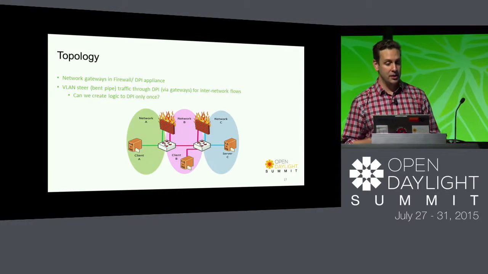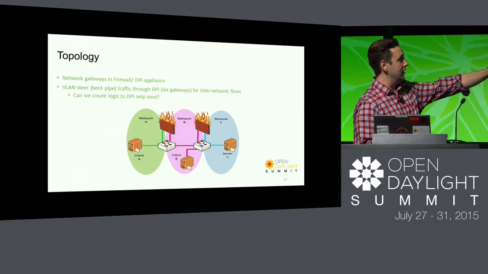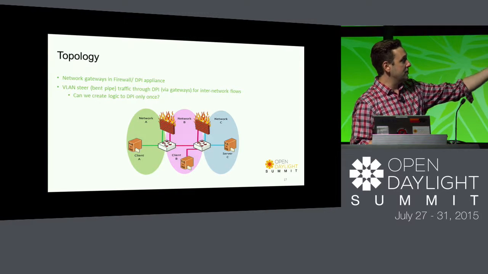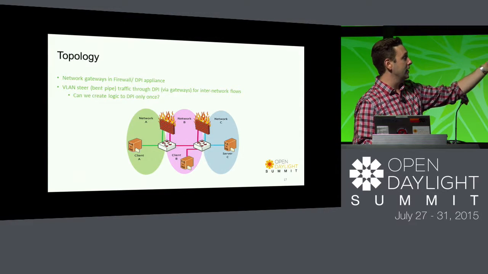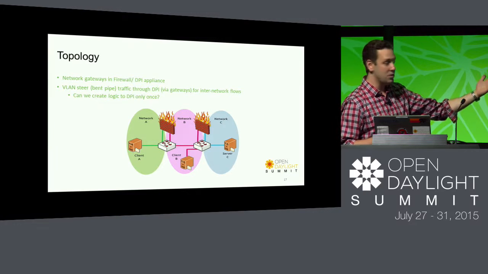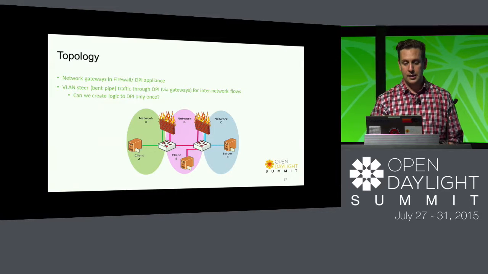Here's your topology. You have your routers on a stick, your gateways and the firewalls. In a traditional deployment, to get traffic to the firewalls, to the DPI, you steer it using VLANs and switch virtual interfaces. Then you can use a routing protocol or static routes to get it through your network.